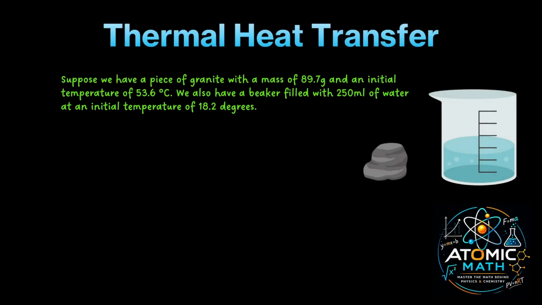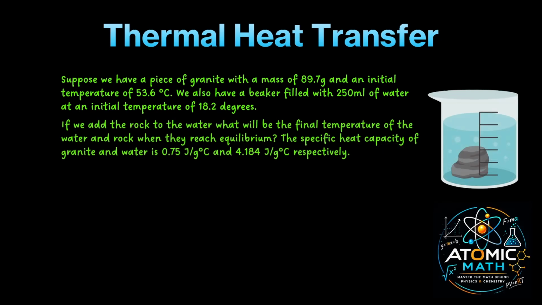So suppose we have a piece of granite with a mass of 89.7 grams and an initial temperature of 53.6 degrees Celsius. We also have a beaker filled with 250 mL of water at an initial temperature of 18.2 degrees. Now, if we add the rock to the water, what will be the final temperature of the water and the rock when they reach equilibrium? The specific heat capacity for granite and water is 0.75 joules per gram degree Celsius and 4.184 joules per gram degree Celsius, respectively.